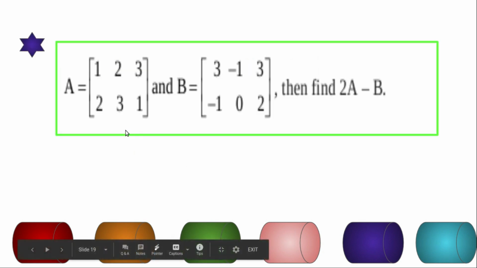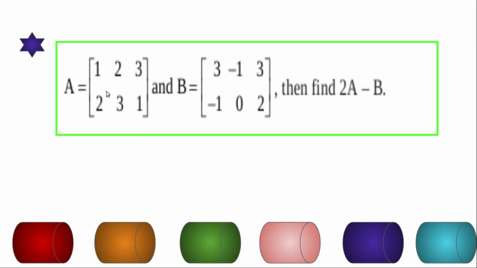Now consider a matrix A equal to the matrix 1, 2, 3, 2, 3, 1. A is a matrix of order 2 by 3. And another matrix B is also a matrix of order 2 by 3: 3, minus 1, 3, minus 1, 0, 2. We have to find 2A minus B. 2 into A minus B.